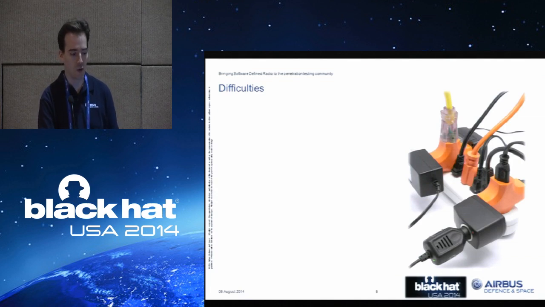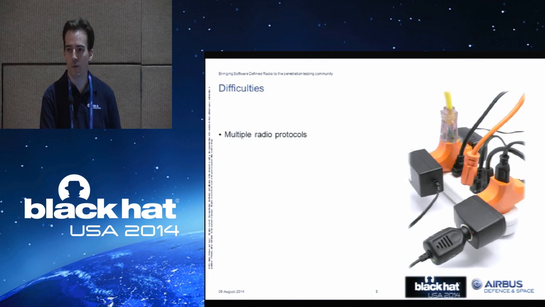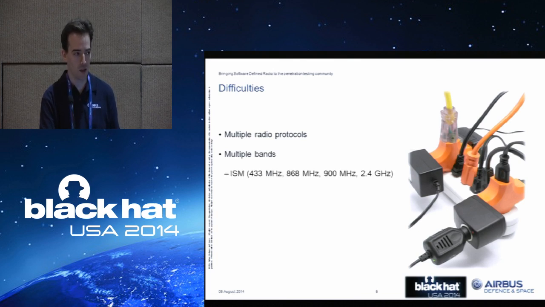Challenges with radio frequency is that you have to face up multiple radio protocols. For example, smart meters, you can have smart meters communicating with Zigbee, but you can also have HART-7, you name it. You also have to deal with multiple bands of frequencies. Most of the time you will face the ISM band, but still it goes from 453 megahertz up to 2.4 gigahertz. So it's still too wide to be able to deal with that with only one transceiver.